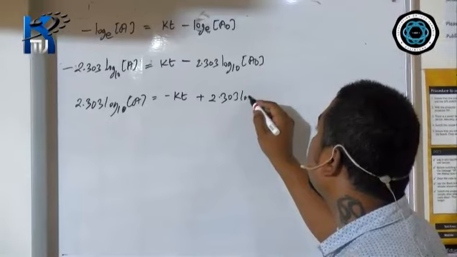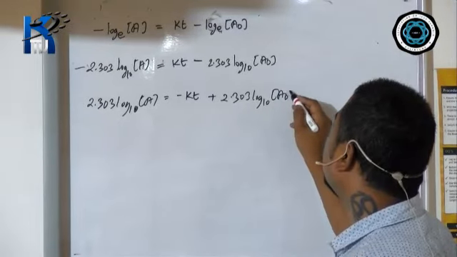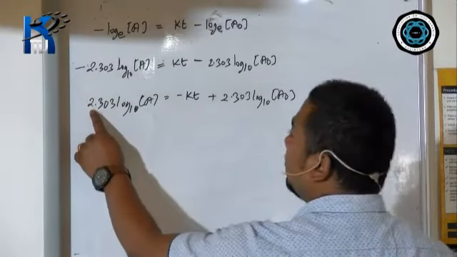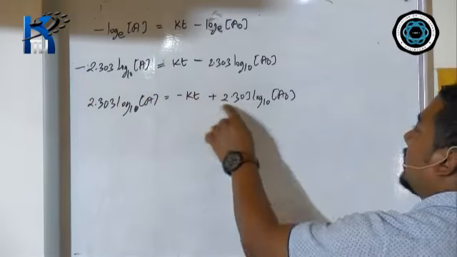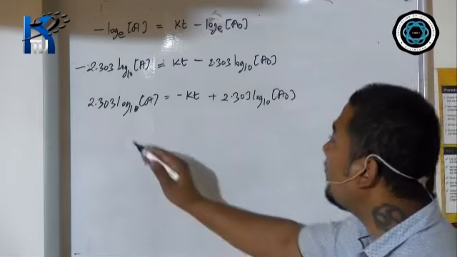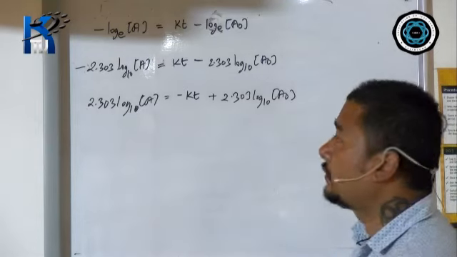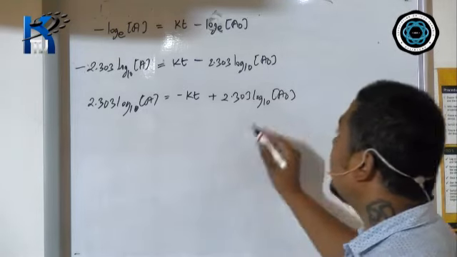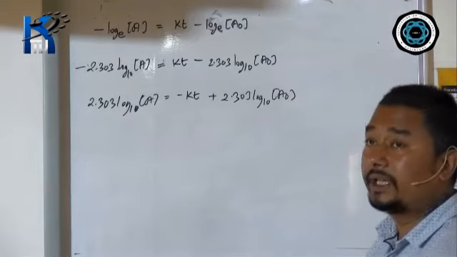I repeat again, I have taken the minus sign out. So when you do so, minus will become plus, plus will become minus, and minus will again become plus. Clear? Now here we will divide everyone with 2.303. So when you divide everyone with 2.303, let us see what we get, students.